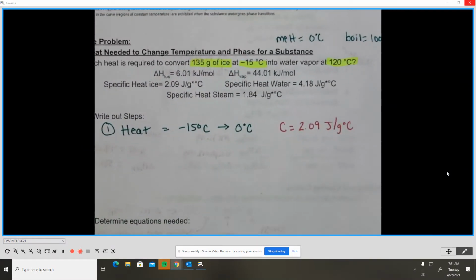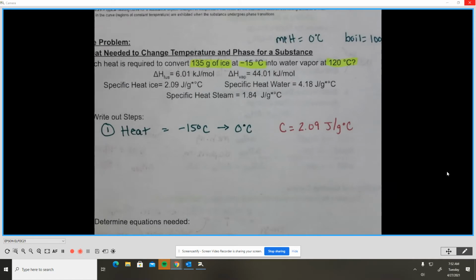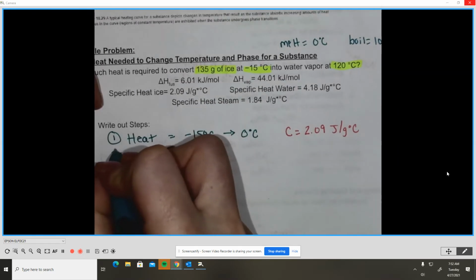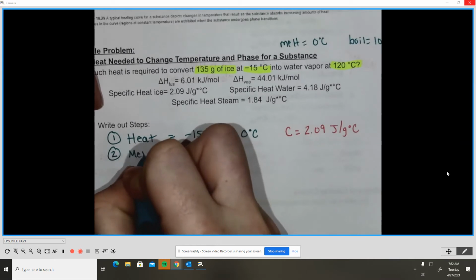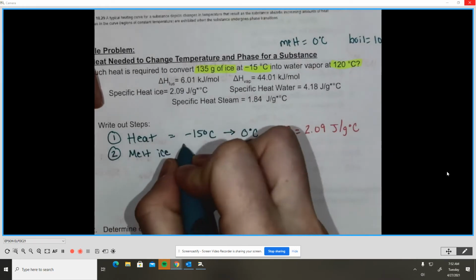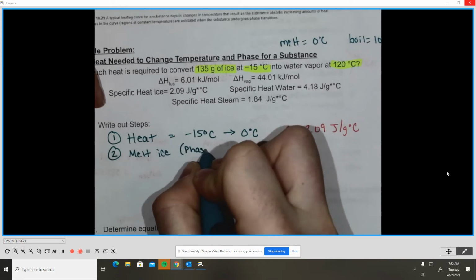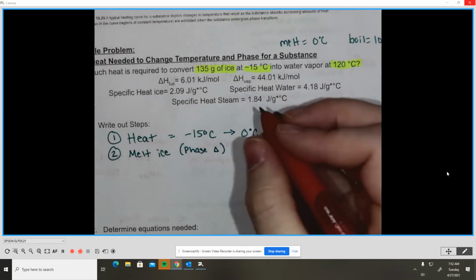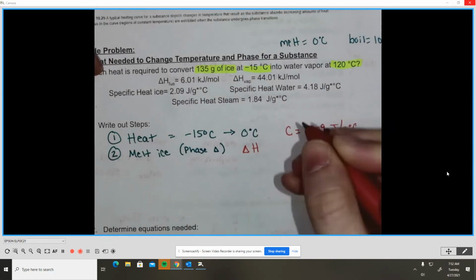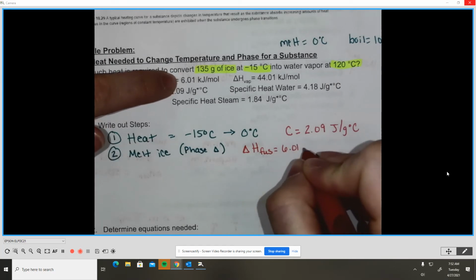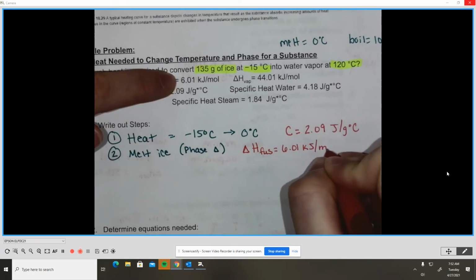Once we've heated and we've reached 0 degrees Celsius, we need to have a phase change. So we are going to melt our ice. When we melt our ice, that is a phase change, or phase transition. We are going to be working with heat of fusion. So in this instance, we're going to be using heat of fusion, and that is 6.01 kilojoules per mole.